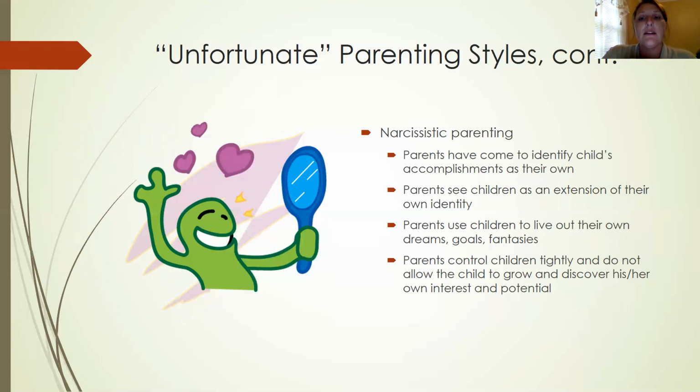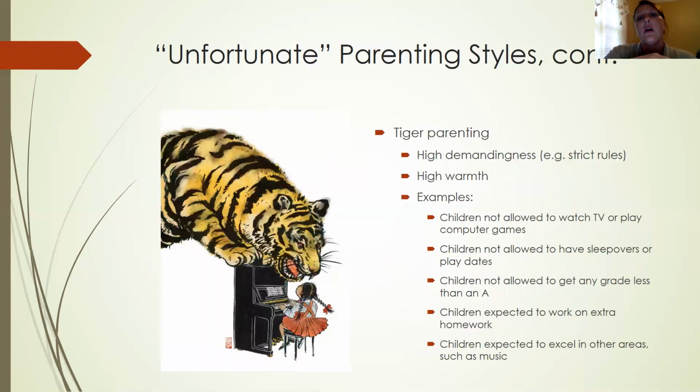And what ends up happening is the parents will control the child or the adolescent very tightly, and then the child or adolescent doesn't get a chance to grow for themselves. They don't get to discover their own interests and be able to meet their own potentials. They are stuck into whatever boundaries are set by that narcissistic parent. So this can be very unfortunate for the child, and this is one of the styles that is considered a poor parenting style. We also see tiger parenting, it's considered an unfortunate parenting style.